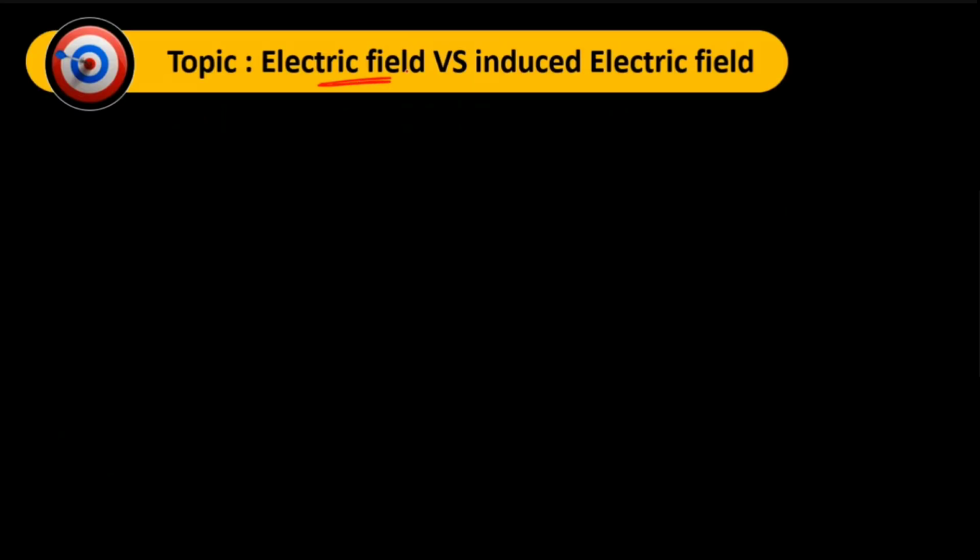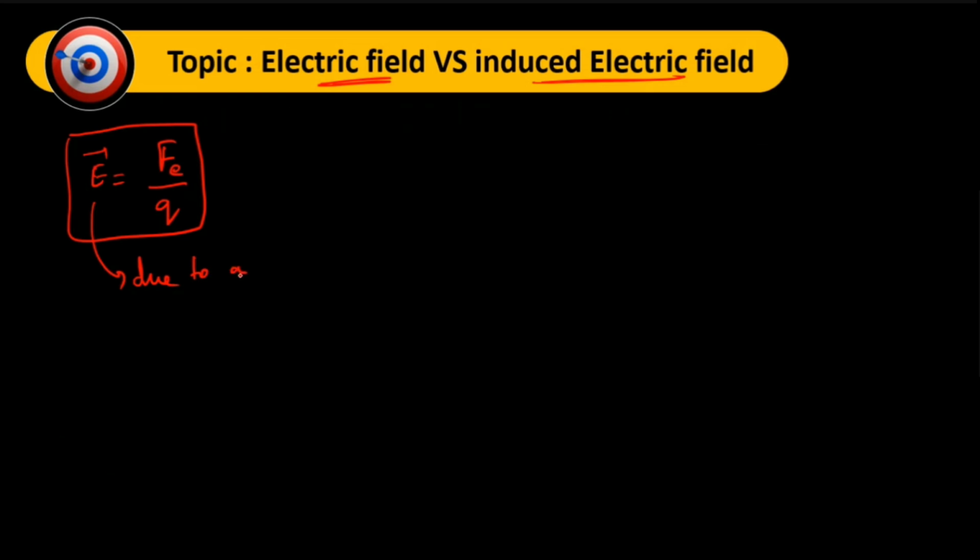Next, we have to understand what is electric field and induced electric field. Electric field is something which we already defined, like the force experienced by a unit positive test charge is something we call electric field. This electric field is due to a charge which might be present on a conductor or might not be. So it might be an independent charge also.